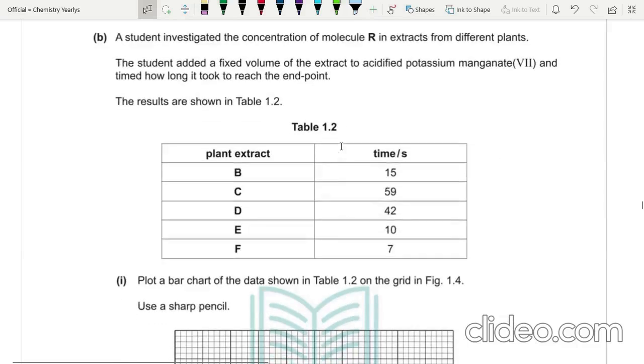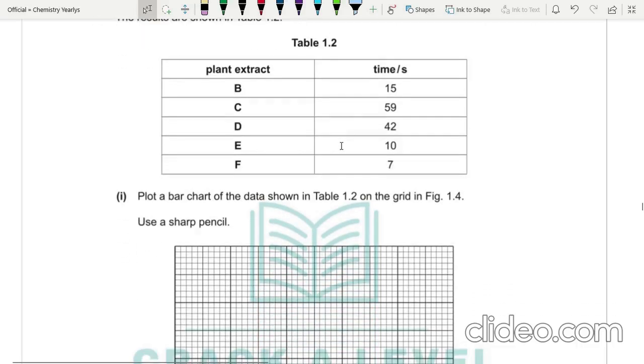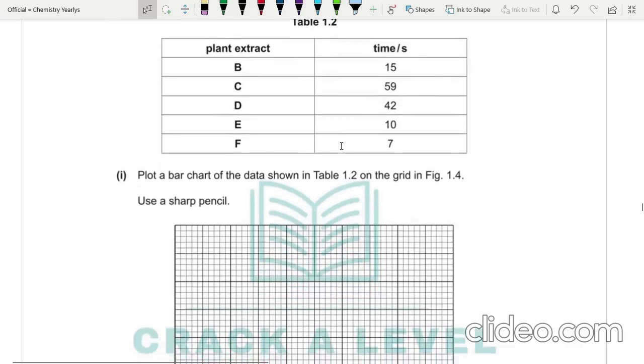B part says a student investigated the concentration of molecule R in different extracts of the plants. The student added a fixed volume, so they are keeping the volume fixed, of the extract to acidified potassium manganate, and timed how long it takes to reach the endpoint. So the results are shown. You can see that in the first column there are not any numerical values but letters. So it means we are going to be drawing a bar graph.